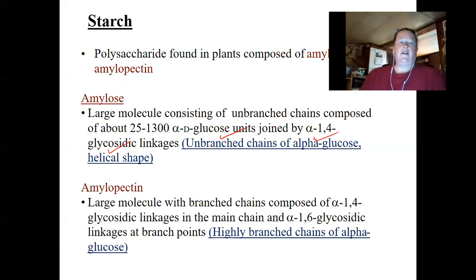Amylopectin consists of highly branched chains, and they have the 1,4 glycosidic linkages just like the amylose does, but they also have some 1,6 glycosidic linkages. Now, again, these numbers don't really matter. They're referring to the carbons. I've pointed that out before, but the point of it is that this is what makes polysaccharides different from one another, is how they are linked together.